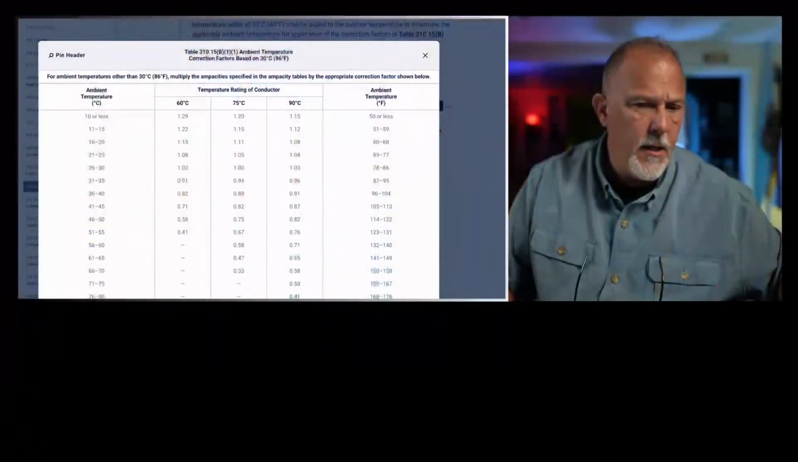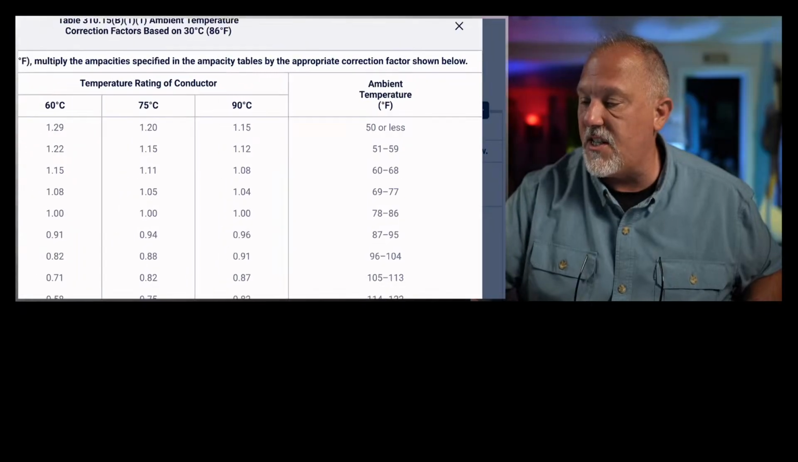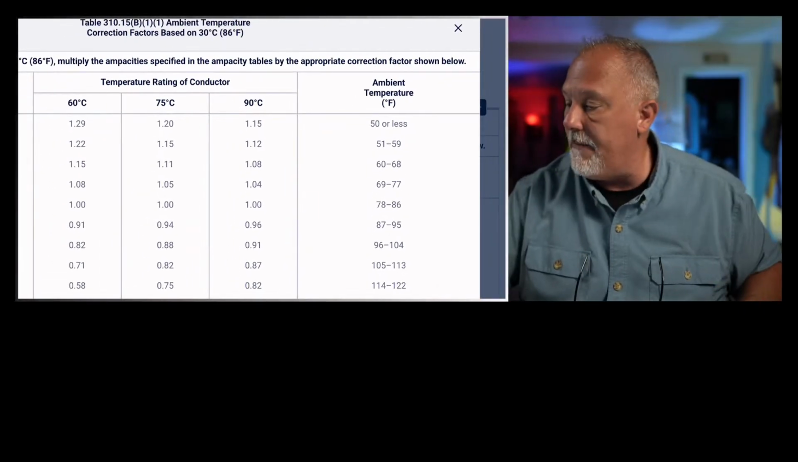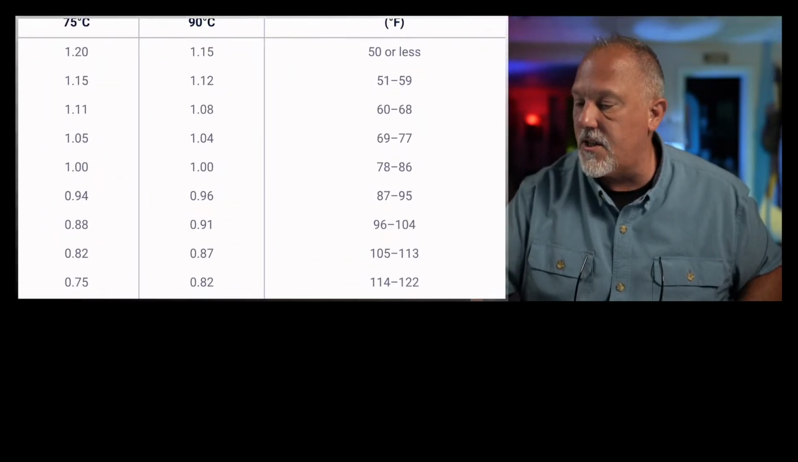All right. And then you have Table 310.15(B)(1), ambient temperature correction factors. And again, based upon 86 degrees. So if I expand this table and try to show you this, there's your ambient temperature. There's your temperature rating of the conductor, 60, 75, or 90 degrees C. And there's your 78 to 86. And you'll notice the multipliers are 1.0.